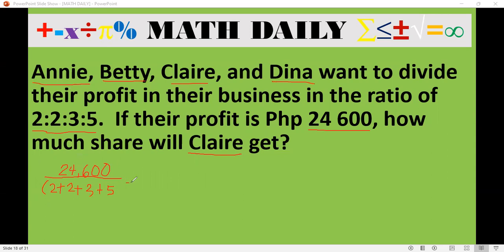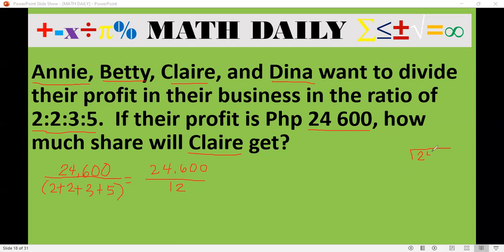Okay, so if you are going to solve for this, the answer that you will be getting is 24,600, that is in Philippine peso, divided by the sum of 2 and 2 is 4, plus 3 is equal now to 7, plus the 5 is equal to 12. So we are going to divide 24,600 by 12. So I will show that with the use of our division algorithm.